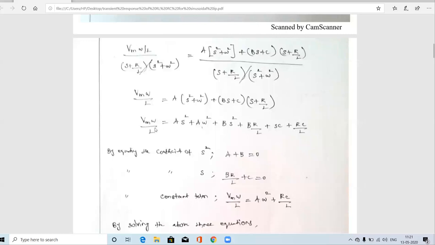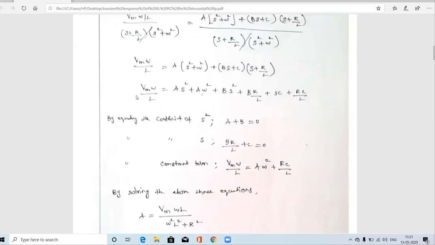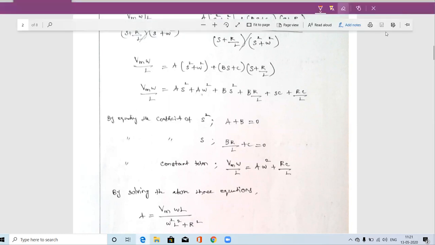You see in the left side only a constant is there, there is no s term and no s square term. So we have to equate the coefficient of s square, and we will get a plus b equal to 0, since in the left side there is no s square term. Correct? We will get one equation. Similarly, if you are equating the coefficient of s, here you just put s.